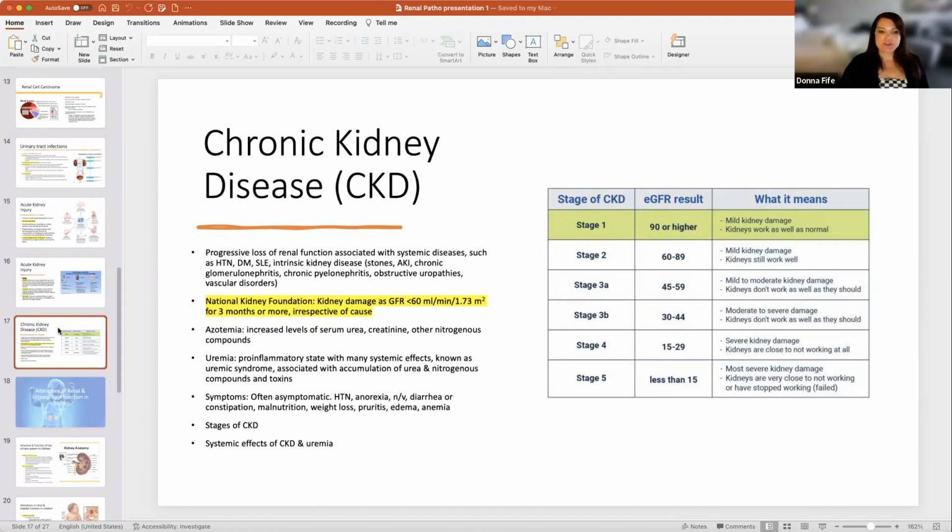May have uremia, which is a pro-inflammatory state with many systemic effects, known as the uremic syndrome, and is associated with accumulation of urea and nitrogenous compounds and toxins. Symptoms: patient may often be asymptomatic, may have hypertension, anorexia, nausea, vomiting, either diarrhea or constipation, malnutrition, weight loss, pruritus or itching, edema, and anemia. Stages of chronic kidney disease are shown here on this chart, and the systemic effects of chronic kidney disease and uremia are all to be considered there.